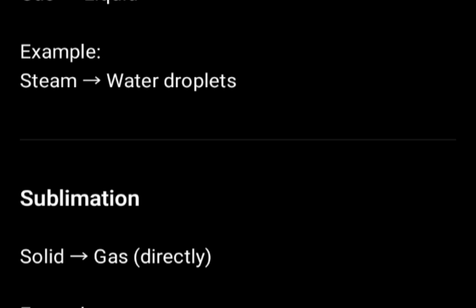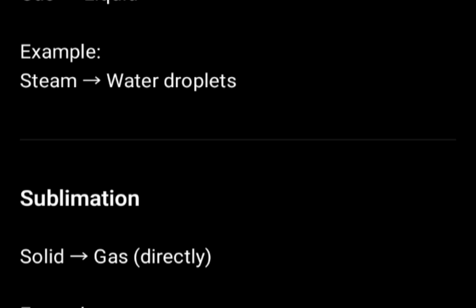Is it clear? We get rain, right? In a similar way we get rain also. In clouds it would be water vapor, and when it becomes heavy it comes down as water droplets or rainwater. So the gas converting into liquid is called condensation. A very simple example is steam getting converted into water droplets.